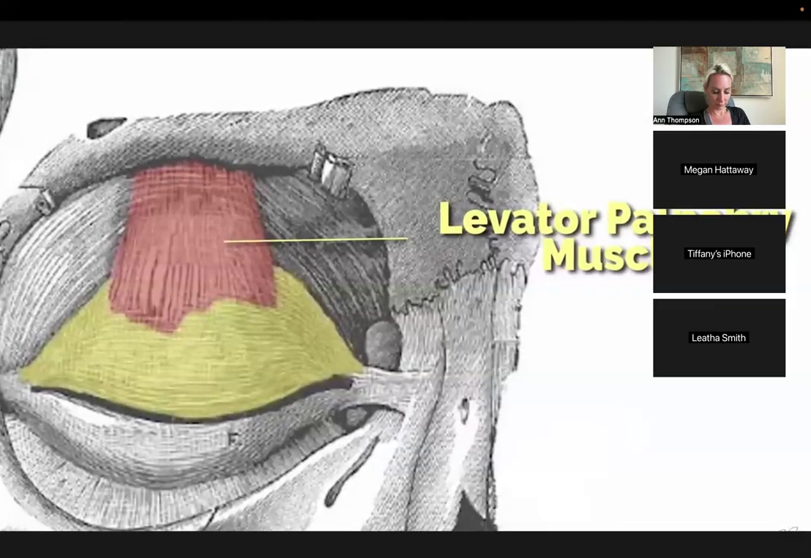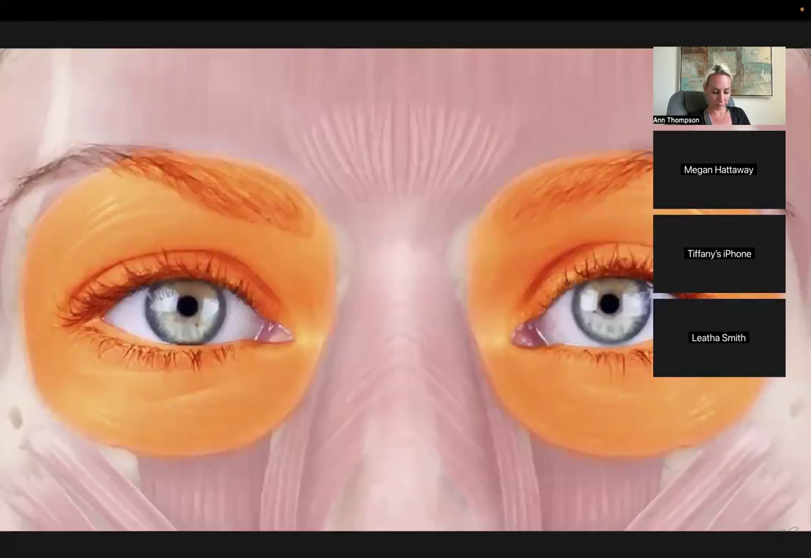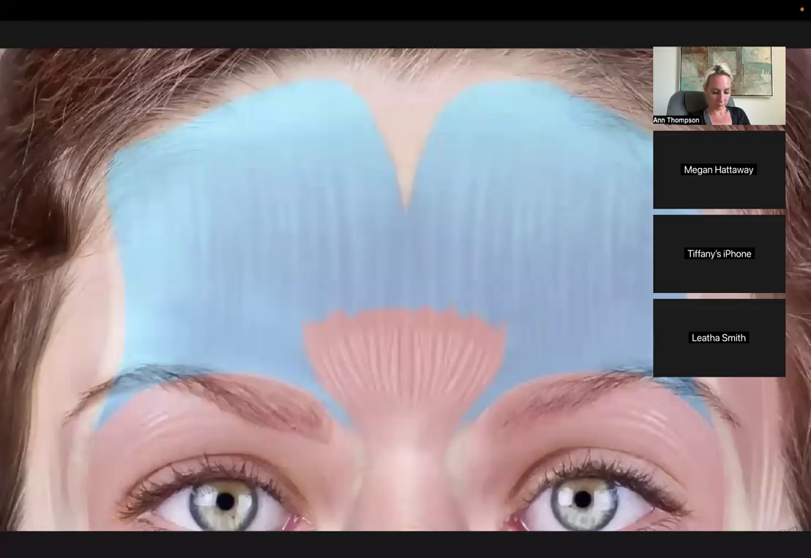So I hope that's helped you understand in more detail the three important muscles, particularly with respect to eyelid drops. So we've got the levator palpebrae muscle, the orbicularis oculi muscle, and the frontalis muscle. And if you take away anything from this, it's the three-dimensional injection depth that matters most in terms of safe injecting around the eye.